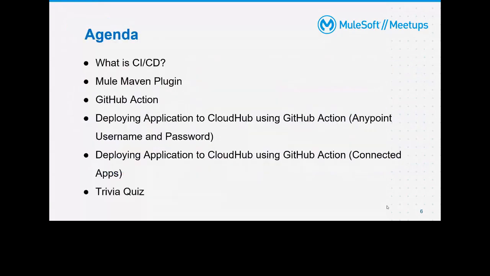So agenda, I will keep it simple. First we will try to understand what is CI/CD. Then we will see what is DevOps, what is Mule Maven plugin, which is very important. Without Mule Maven plugin, you cannot deploy any Mule application. We will see GitHub Actions. We will see two examples where we will deploy the application using GitHub Actions, where we will use Anypoint username and password. And later we will also see deploying the application to cloud using GitHub Actions where we will use connected apps. Then finally we will have a trivia quiz. Okay, any doubt?